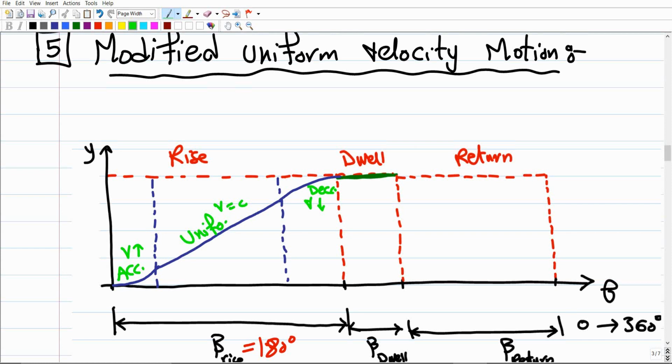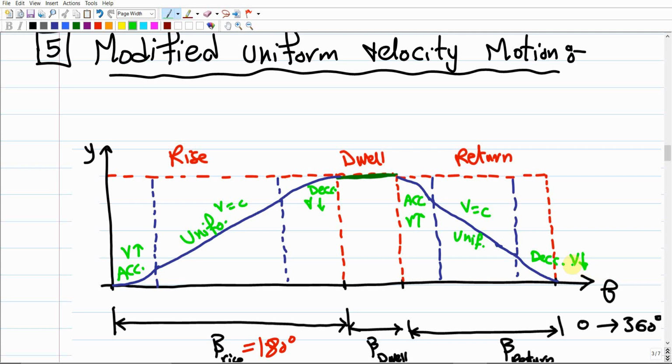The same thing happens for the return period, which should also be broken down. We start with accelerating, then we're going to have uniform velocity, then deceleration on the other side, right? So this third period is going to be broken down into 3 periods as well. In the first period, we're going to have acceleration, which means that V is going to increase. Then in the middle, V is going to be constant. This is the uniform period. And then in the return, we're going to decelerate to zero velocity one more time. It means that V should be decreasing.